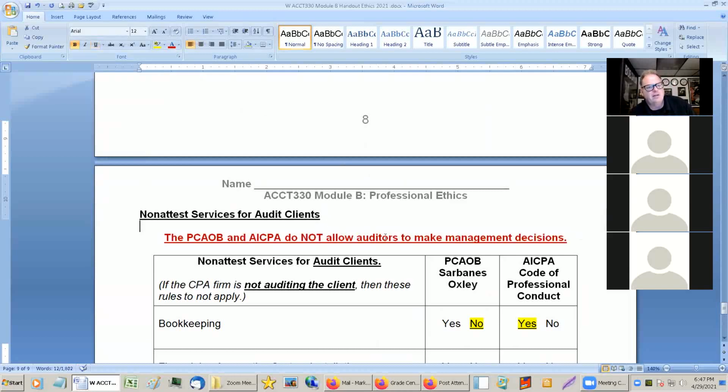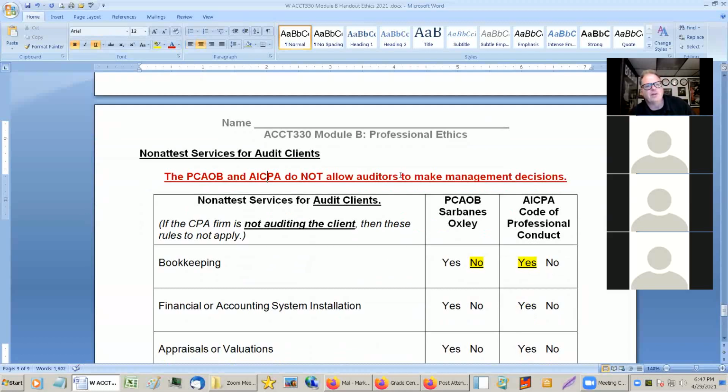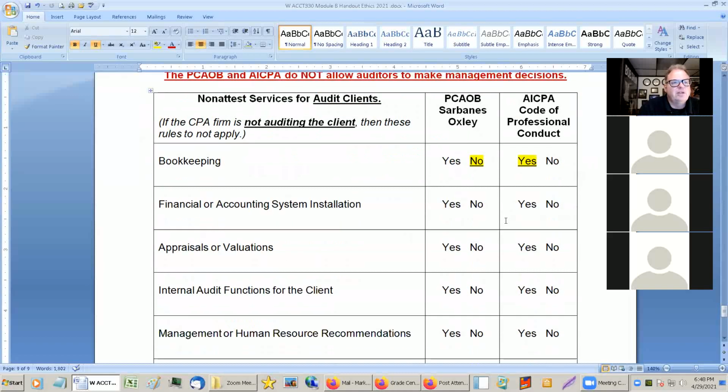You cannot, this is PCAOB, and do not allow auditors to make management decisions. So if there is a management decision, you cannot make it, period. If there's a decision made by a manager, so, you know, if it's hiring somebody, if it's dispersing funds, whatever it is, you cannot do management decisions. And that's both of them.